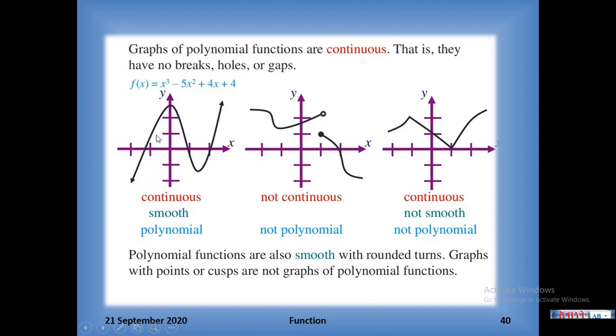And you can see in the module there are different types of graphs of polynomial functions and how we can sketch them. You can refer to the module. I will give you the module at the end of the course. So polynomial functions are also smooth with round turns, and graphs with points or corners are not graphs of polynomial functions.